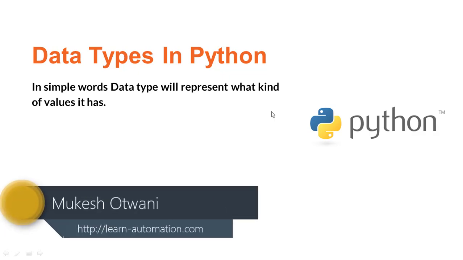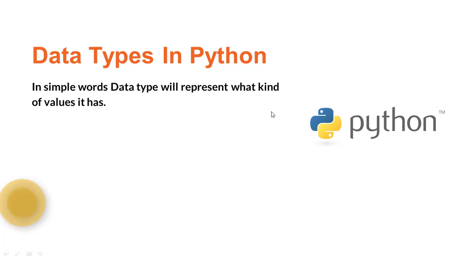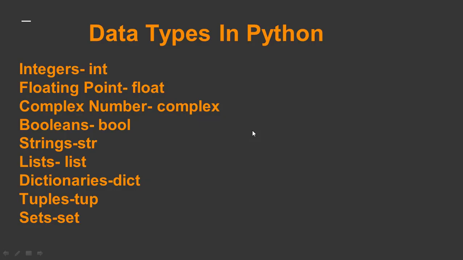So today we will talk about data types in Python. The moment you start working with any programming language, you should know which kind of data types they have, because every time you need to store data, you should know what data types they have. So in simple words, what exactly is a data type? It represents what kind of data you are using. Okay, so let's quickly start with the different data types we have in Python.